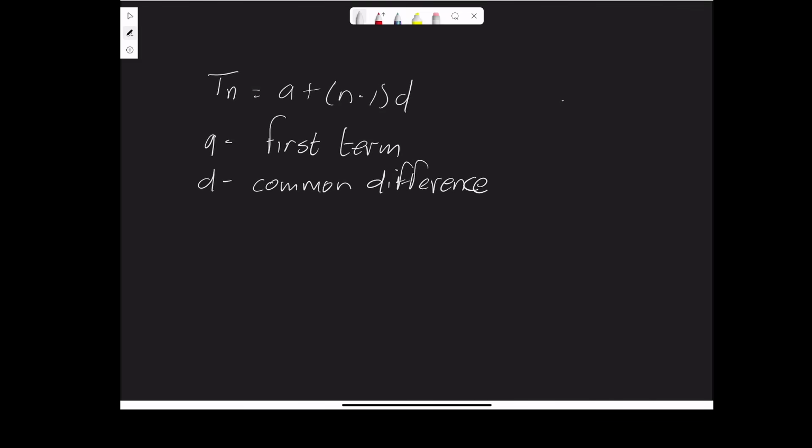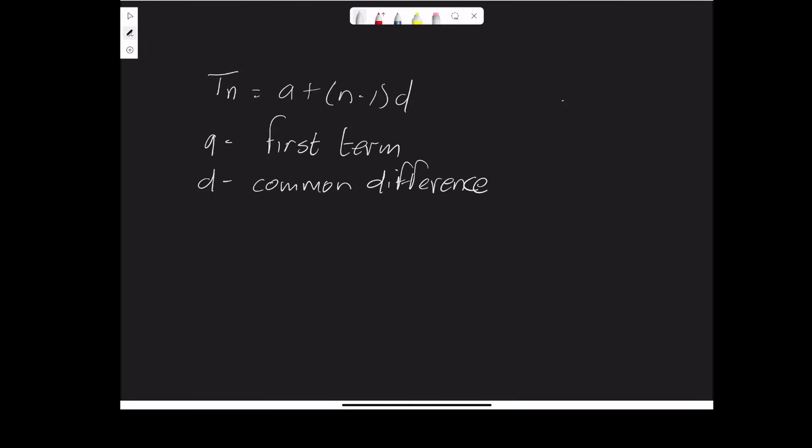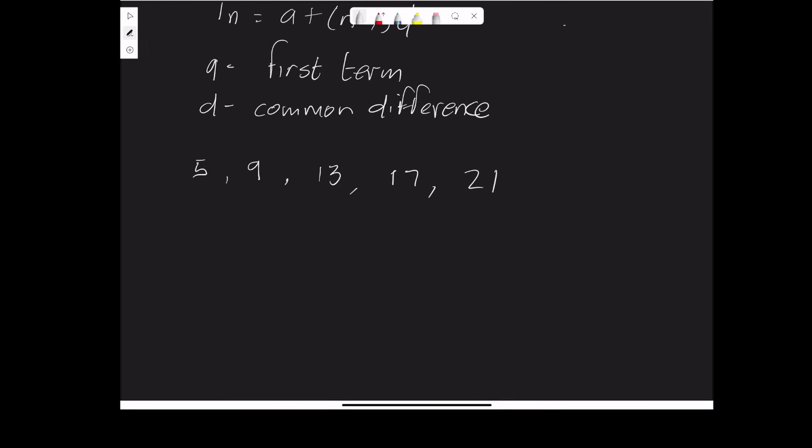So now what I want us to quickly do is look at how to apply this, so that we know how to go about doing questions on the arithmetic sequence. Say we've got a pattern, and our pattern is 5, 9, 13, 17, and 21. Let's start here. Let's identify what is our A, what is our first term. Our first term here is 5.